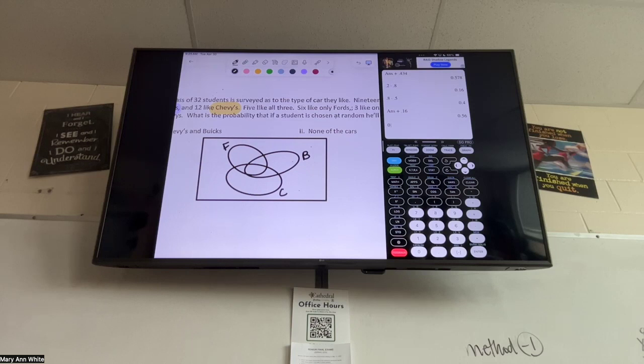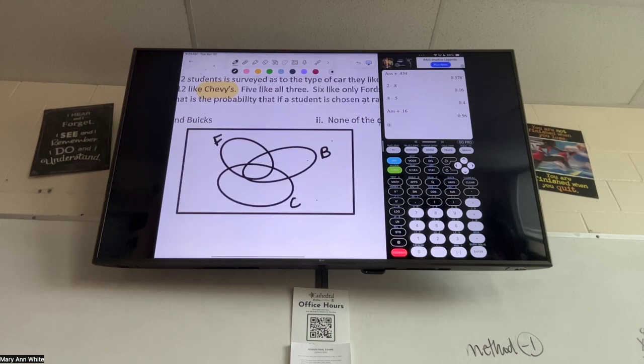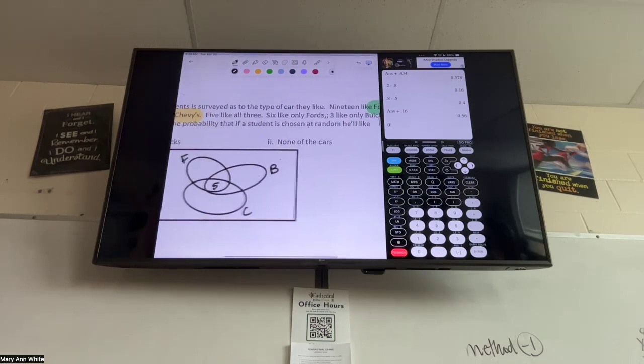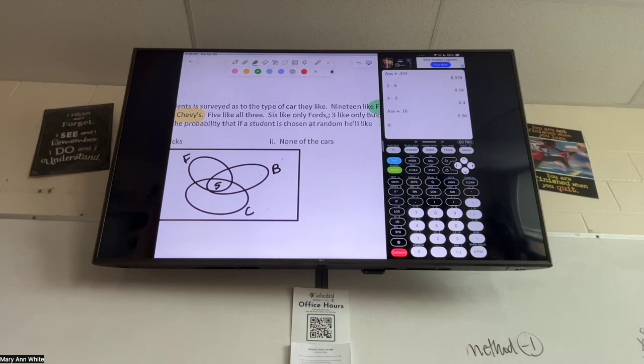My shapes don't look great, but as long as you have 3 circular or oval-like shapes, we can put numbers in them, that's all that really matters. Okay, the first number is the most important, it says 5 like all 3, where does that 5 go? In the very, very middle, right? Then it says 6 like only Fords. So in my Ford box, we're gonna put 6.